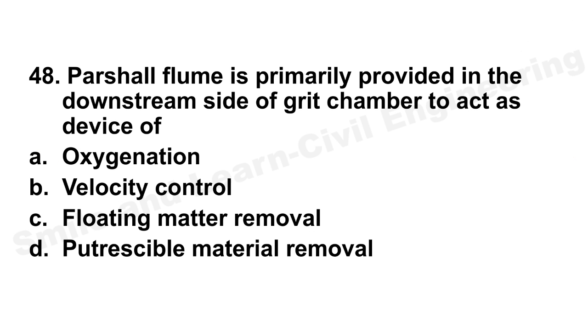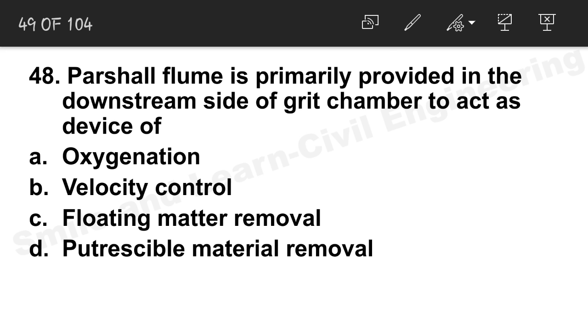Question number 48. Partial flume is primarily provided in the downstream side of grit chamber to act as a device of. So grit chamber, partial flume. What is the function of partial flume? So partial flume does the velocity control. Option B is the correct answer.